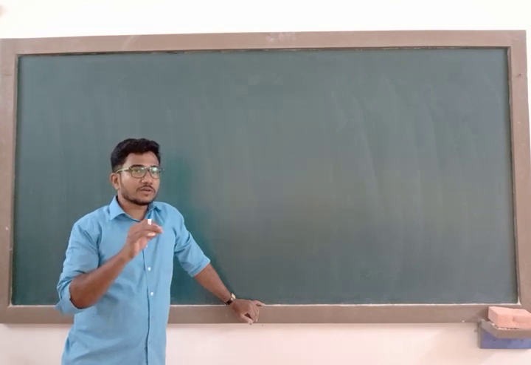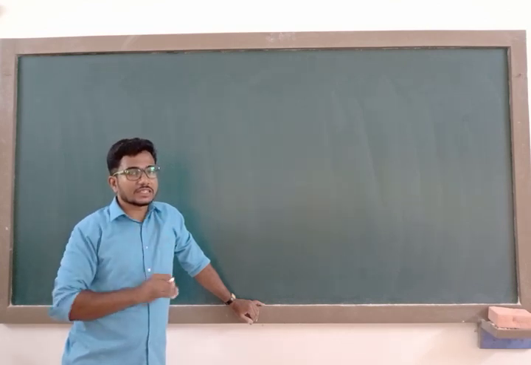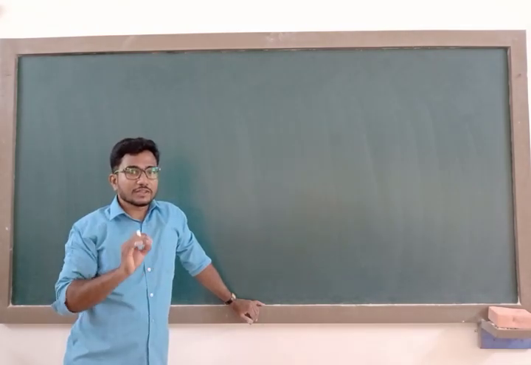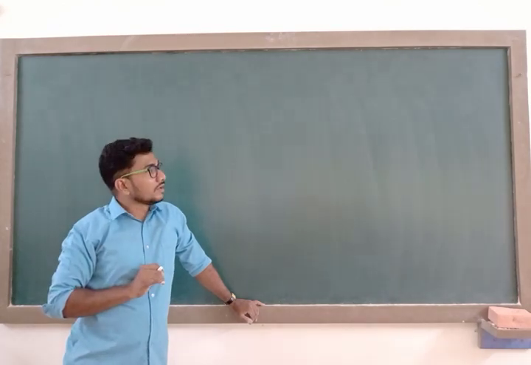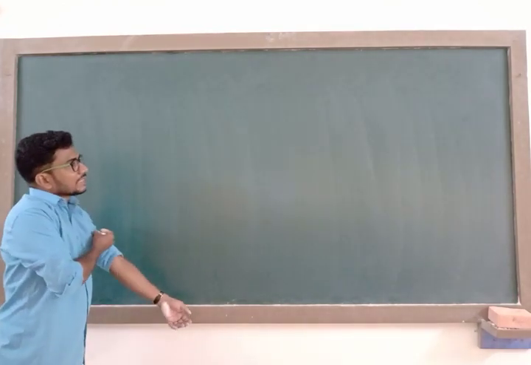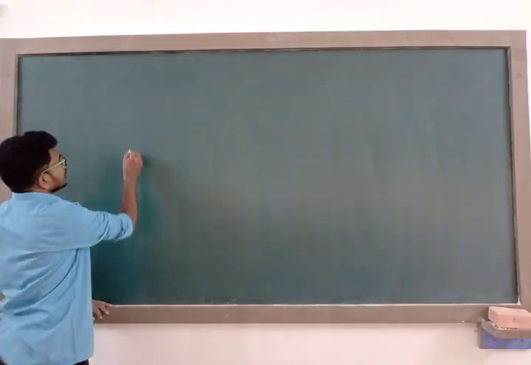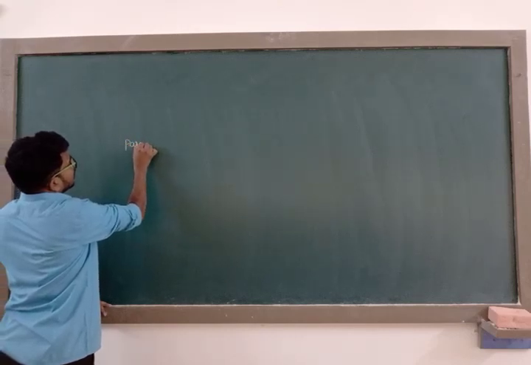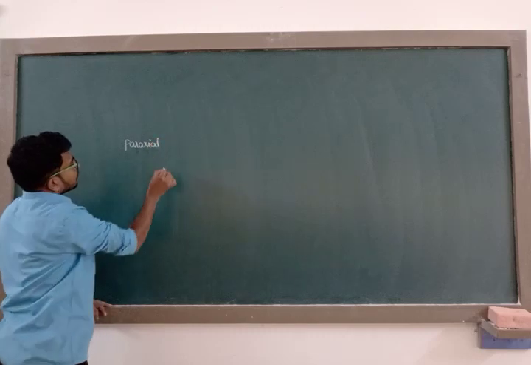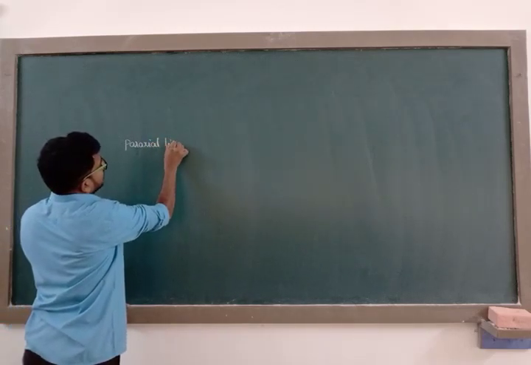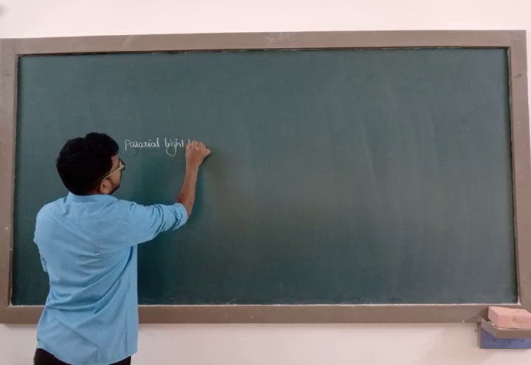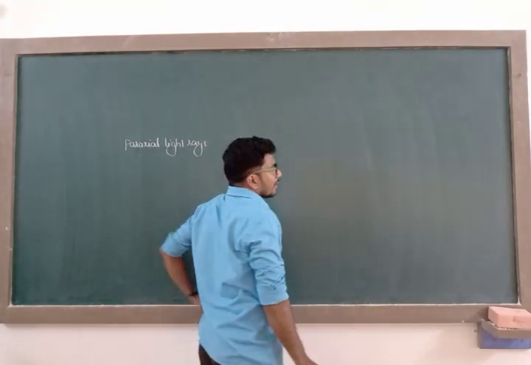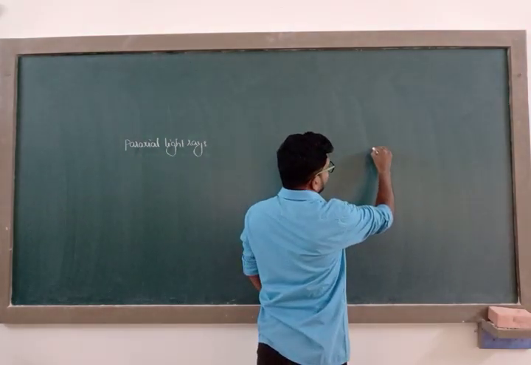Spherical mirror with a small aperture means the angle subtended at the center of curvature by the diameter of circular boundary of the spherical mirror is very small. What is the meaning of paraxial light rays? Light rays parallel and close to the principal axis.